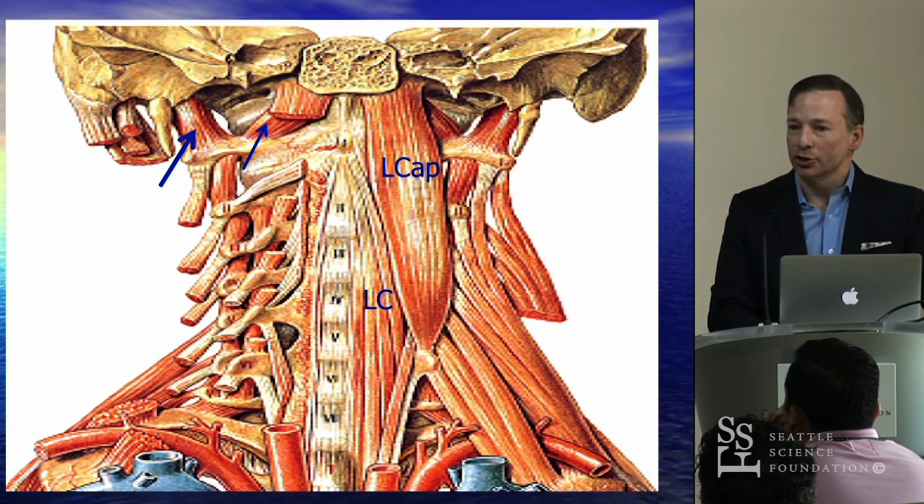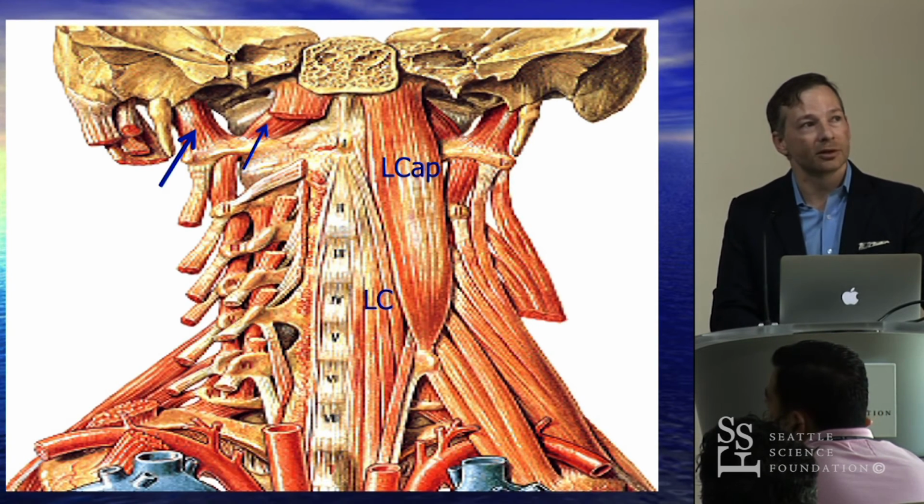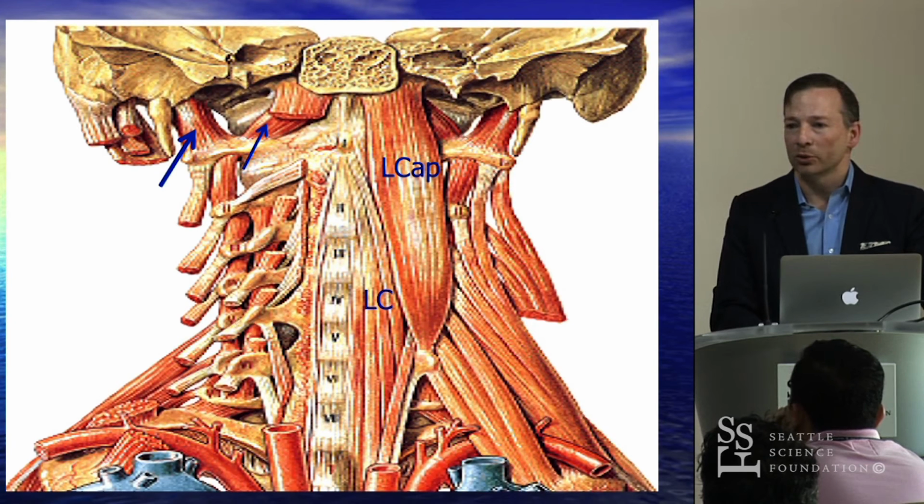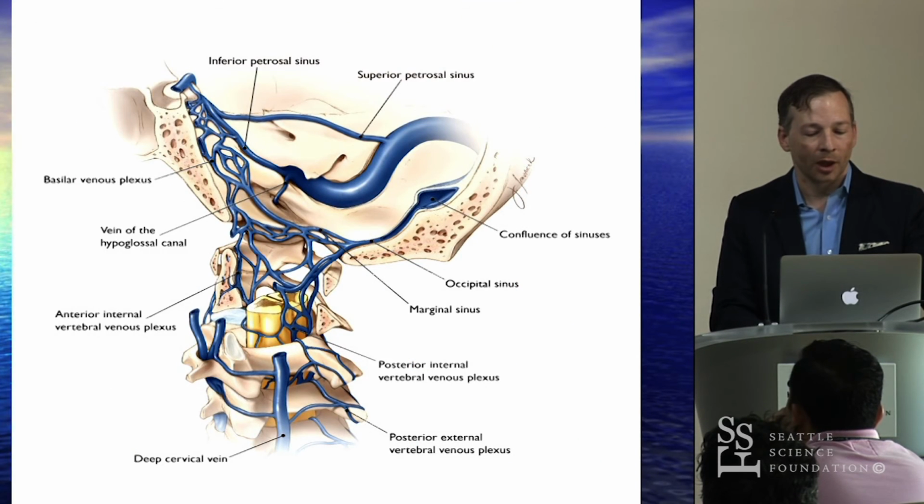Ending at the anterior tubercle of C1, as I mentioned to you before. The two arrows point to muscles that you probably never see, the rectus capitis lateralis and rectus capitis anterior, just helping to hold C1 to the base of the skull.